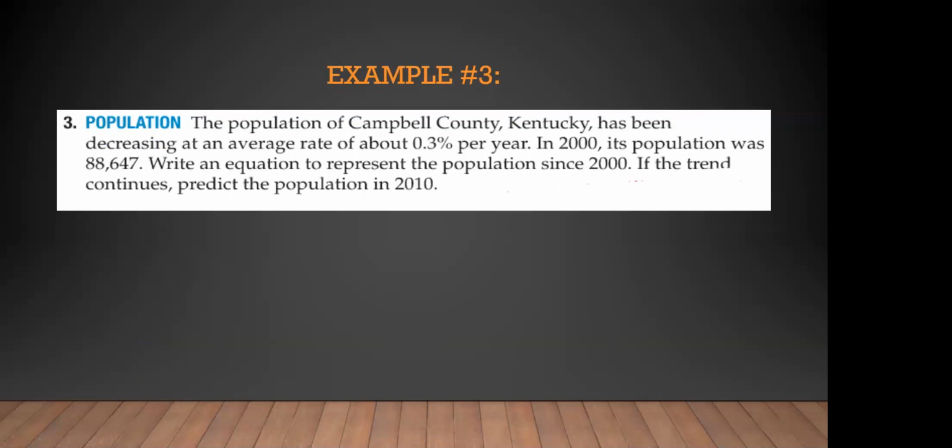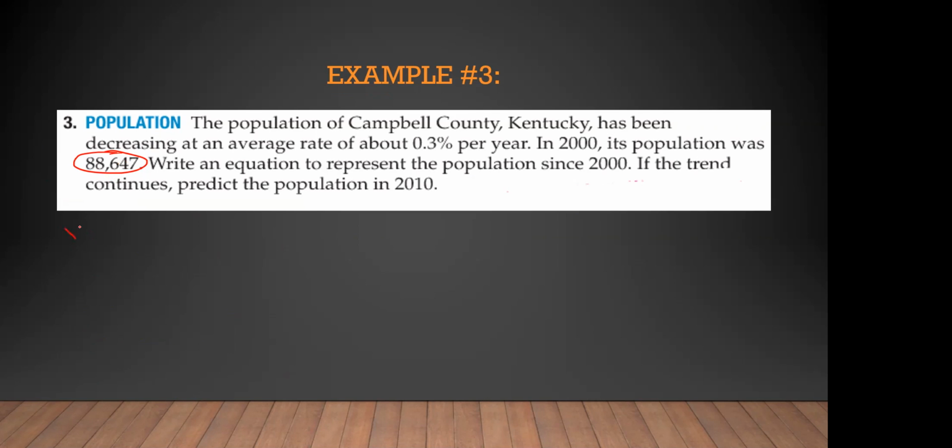It says the population of Campbell County, Kentucky has been decreasing at an average rate of 0.3% each year. In 2000, its population was 88,647. Write an equation to represent the population since 2000. And then if the trend continues, predict the population in 2010. Okay, so again, our initial amount was 88,647. So our final amount should be less than this, okay? If not, we did something wrong, okay?